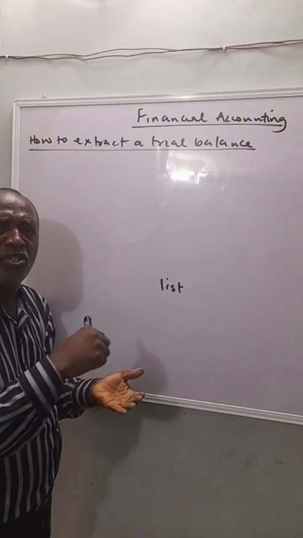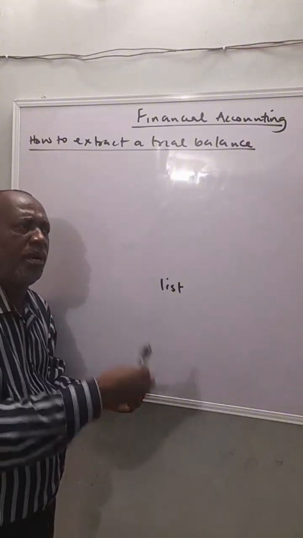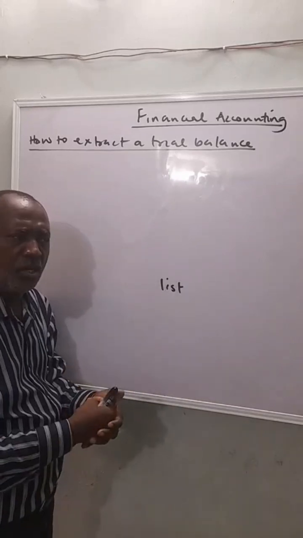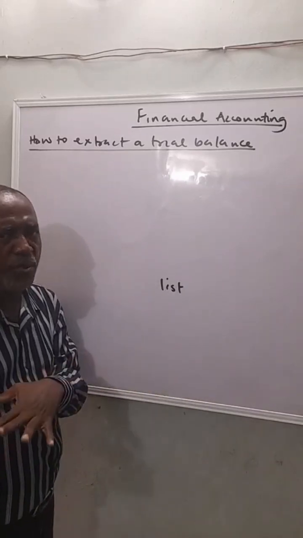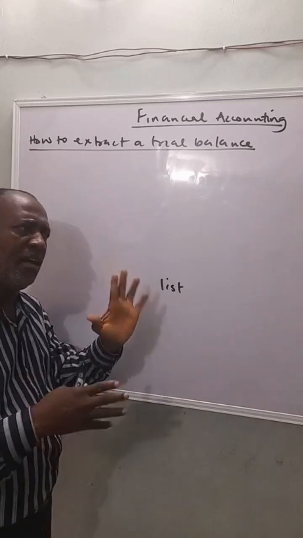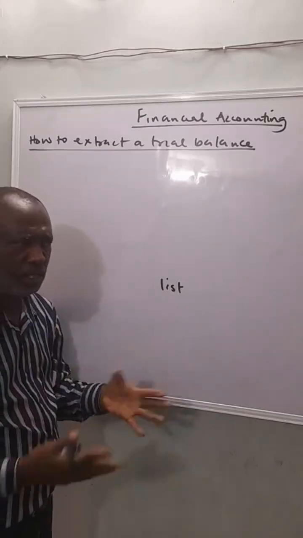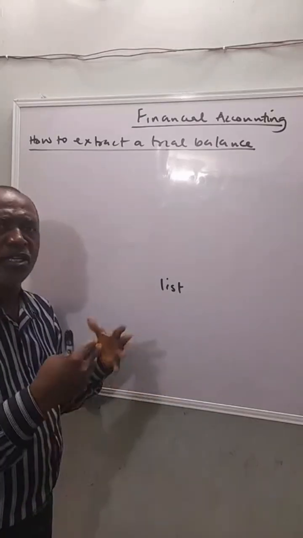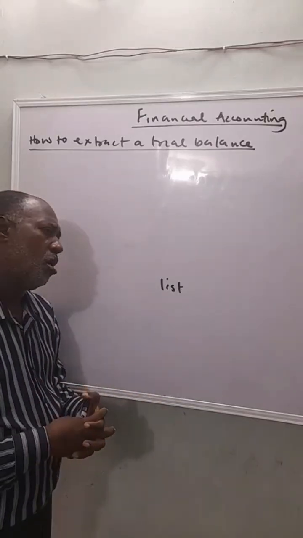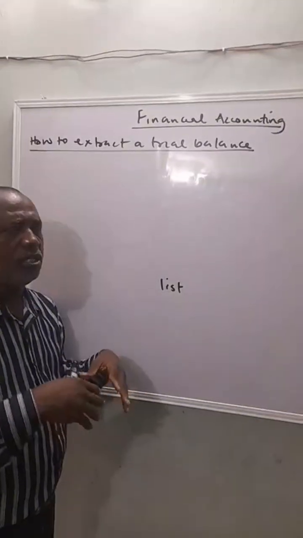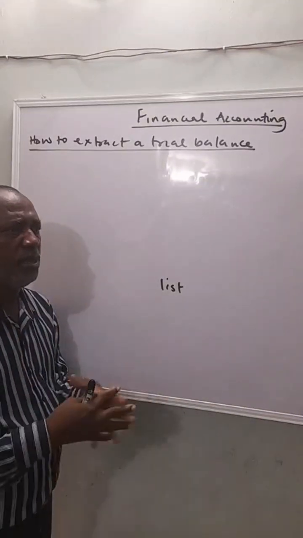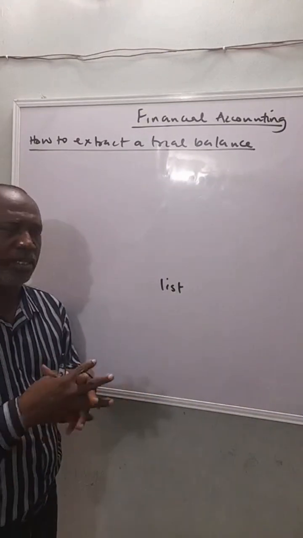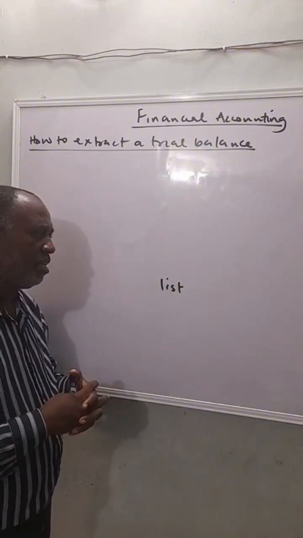After extracting the trial balance, you will now be asked to prepare final accounts, which will be trading profit and loss account and balance sheet, or at a higher level, they will tell you to prepare an income statement. They will tell you to prepare a statement of profit or loss for the year ended, or tell you to prepare a statement of the financial position as at whichever date it is.